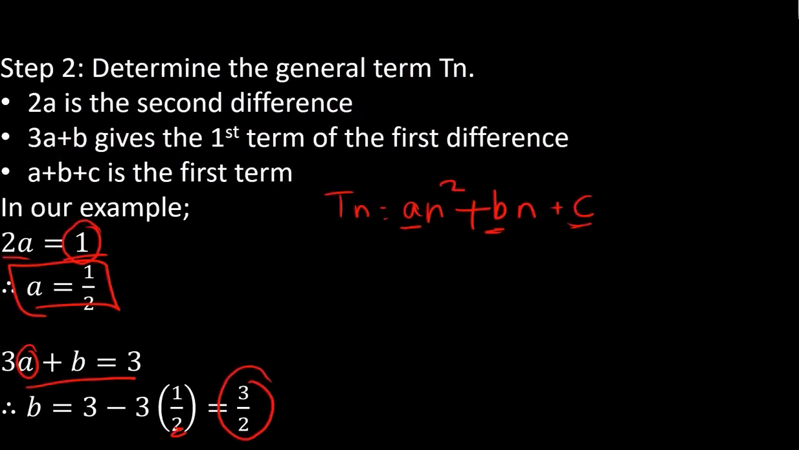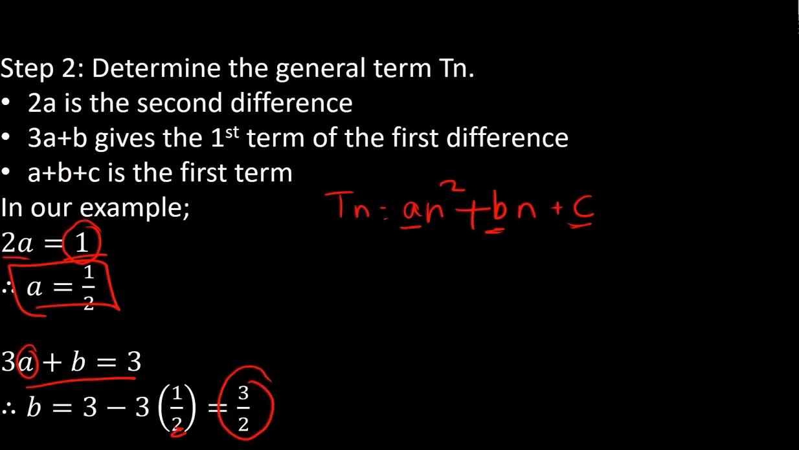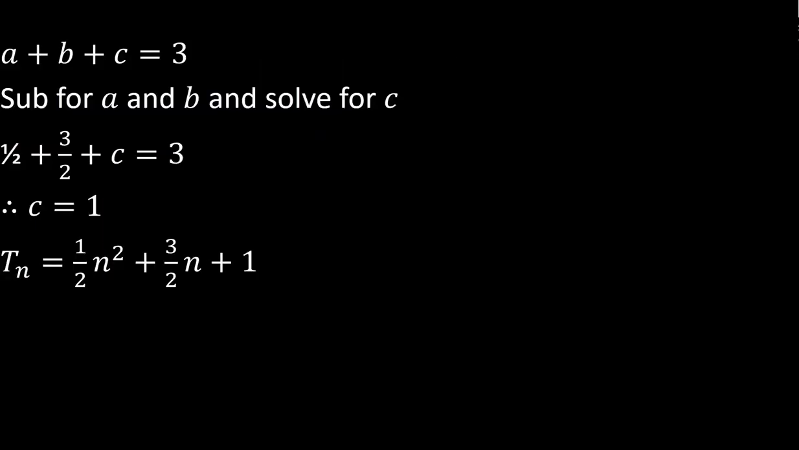How do I know that? Well, that's the first term of the number pattern of the quadratic sequence that you were given. So a plus b plus c is 3, but we know that a was half and b was 3 over 2, so therefore we can substitute and work out that c is equal to 1.